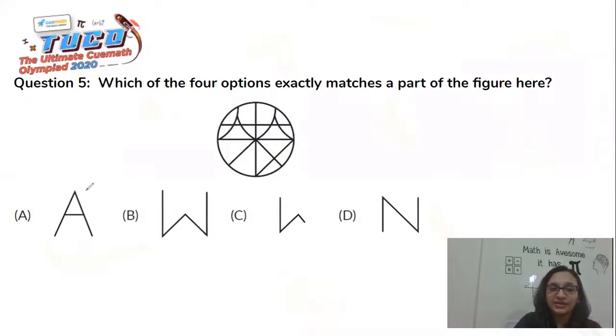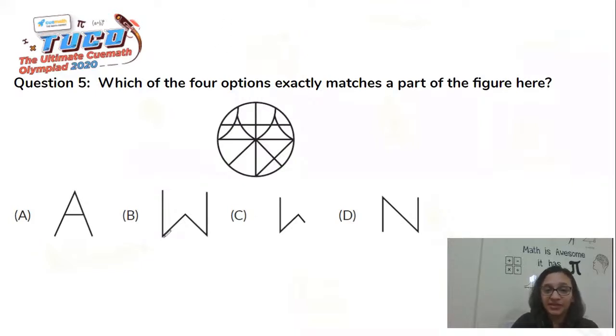In option A, it is A. Do we see an A anywhere in this figure? Can we trace it out? We do have two slant lines like this, but then there is no horizontal line which is connecting these two slanting lines, just as we have in the alphabet A. So option A cannot be the correct answer.